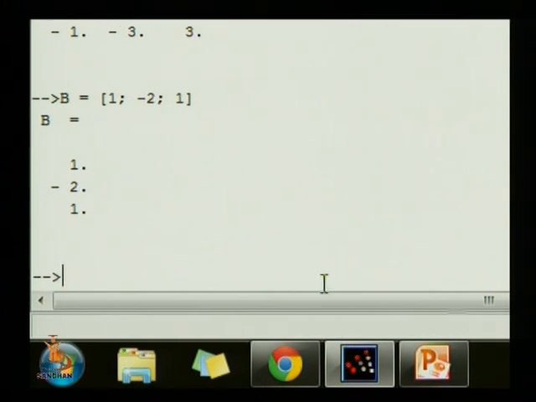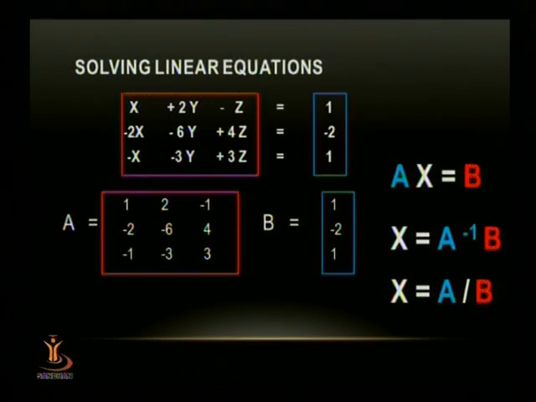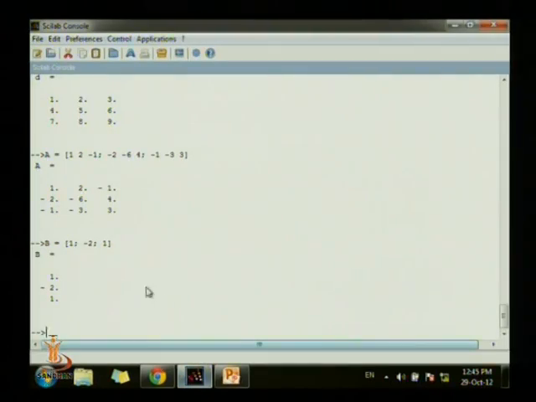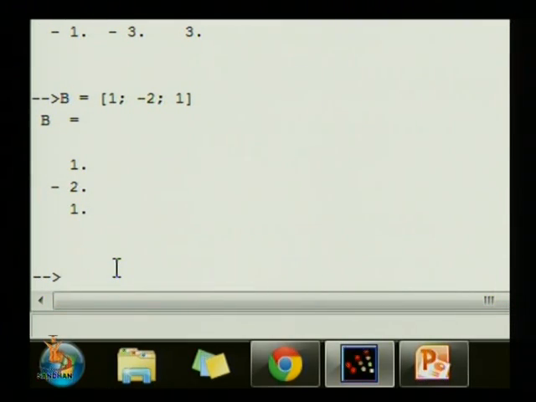Very simple. I'll just open the presentation once again to have a look. Yeah, what I have to do? X equals A inverse B. Now how do we calculate inverse of a matrix in Scilab? We just saw it is the INV function. Let's do it. I will go back to Scilab. I'll zoom it and I'll do X equals inverse of matrix A multiplied by B.